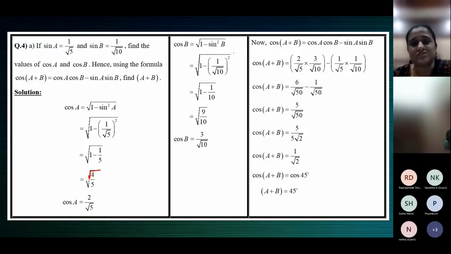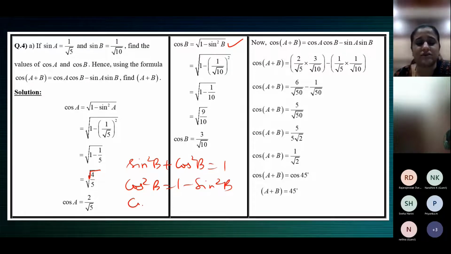Similarly here, cos B using sine B. So how do you write the identity? Sine square B plus cos square B is equal to 1. So you can substitute here and get cos B. I have written this: cos B is equal to root of 1 minus sine square B, because cos square B is equal to 1 minus sine square B. I've substituted the value of sine B, 1 by root 10, the whole square. So 1 by root 10, the whole square is 1 by 10. 1 minus 1 by 10, 9 by 10 after LCM. And root 9 is 3, root 10.